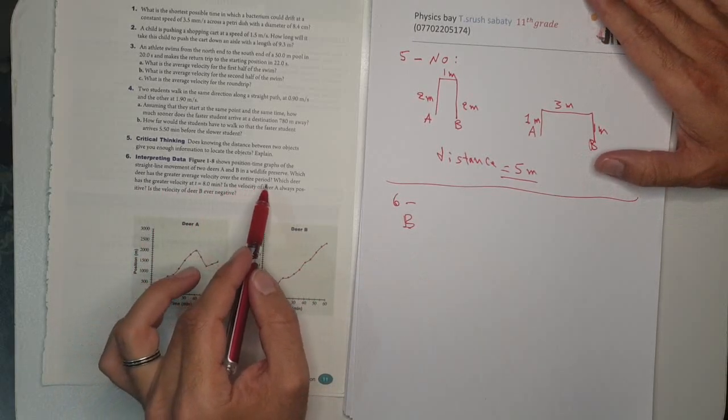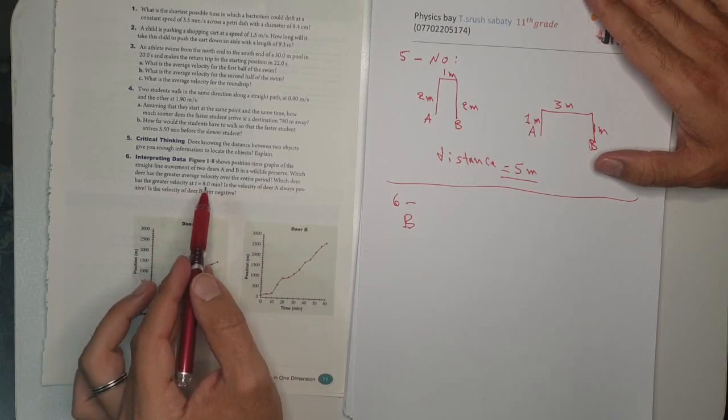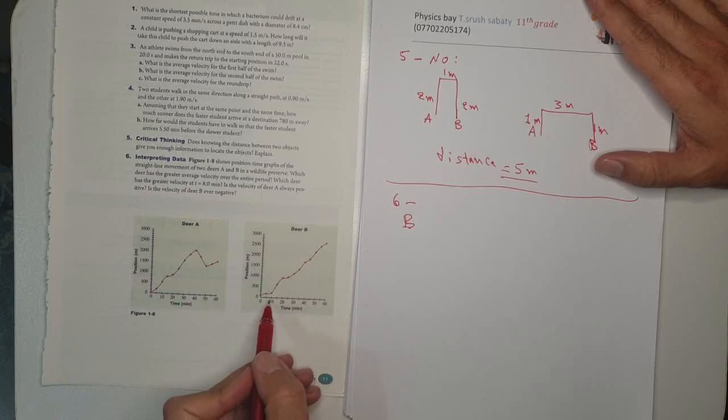Velocity of the entire period. Which deer had the greater velocity at t equal to 8 seconds?